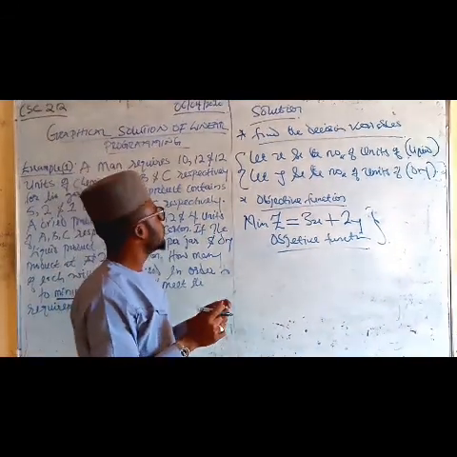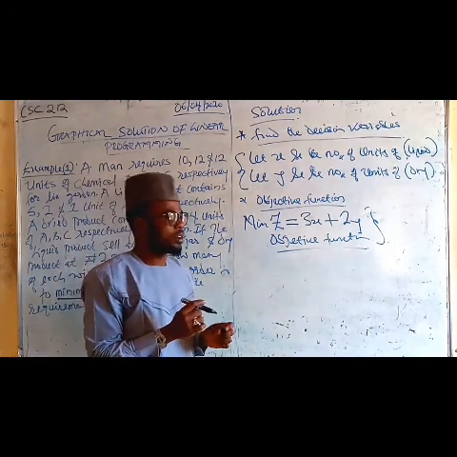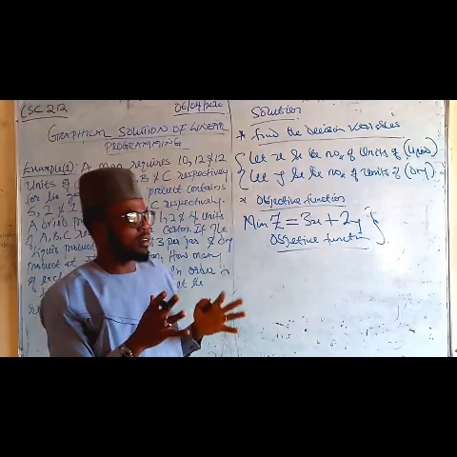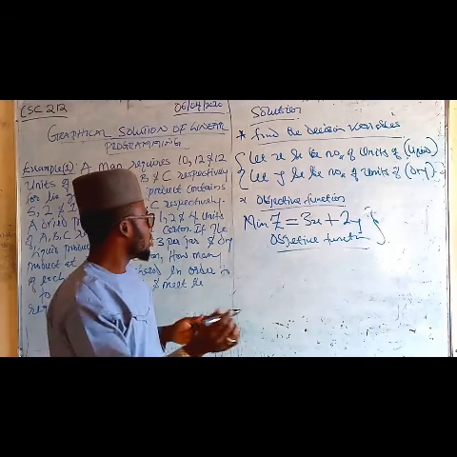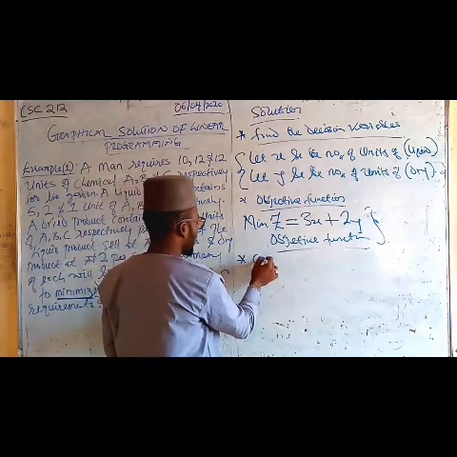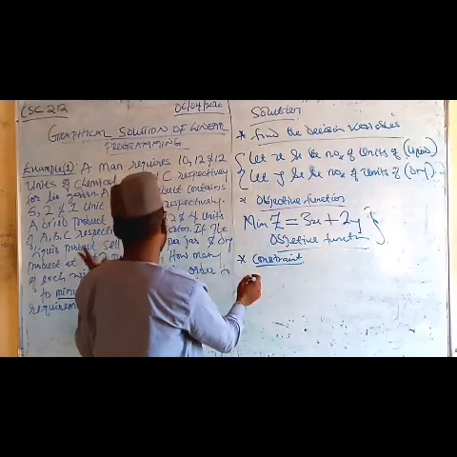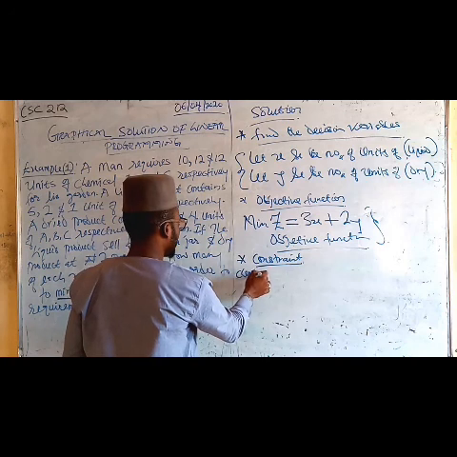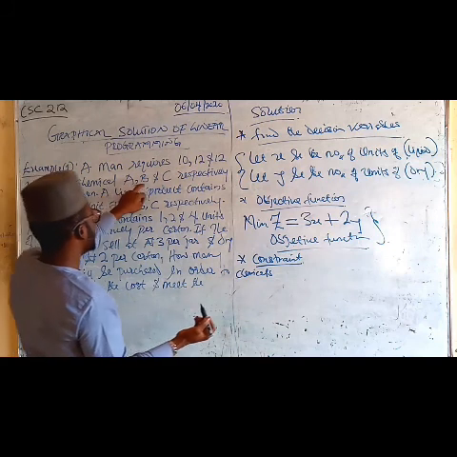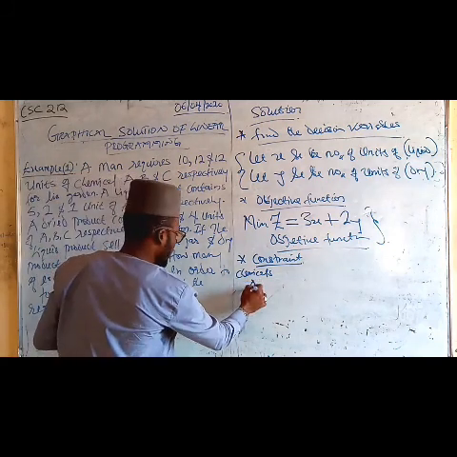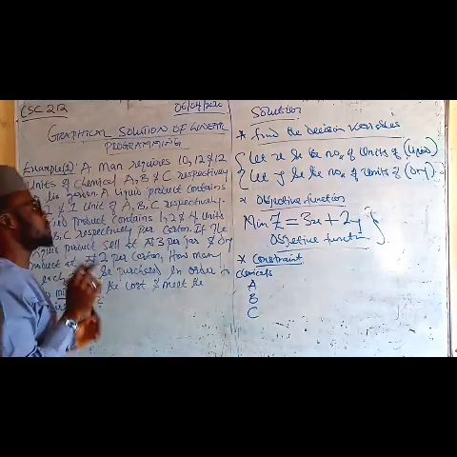The next thing we should do is find the constraints. I have already told you in the previous examples that the constraints are nothing but the operations that take place in the problem. So how are we going to find our constraints? The constraints in this problem are nothing but our chemicals. We have chemical A, chemical B, and chemical C respectively.